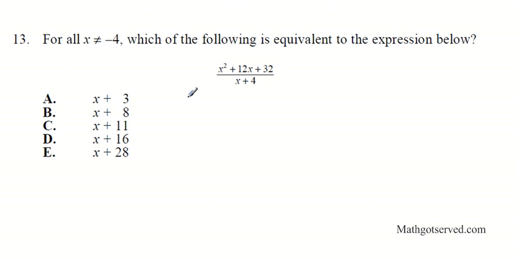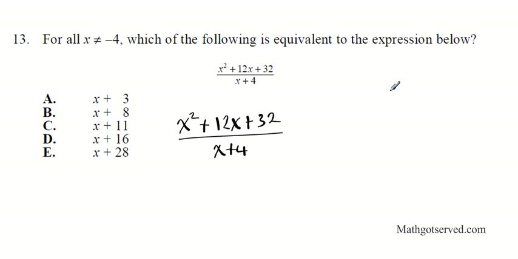It says for all x not equal to 4, which of the following is equivalent to the expression below? X squared plus 12x plus 32 over x plus 4. So to do this, you just simply factor the top, the numerator. Okay?